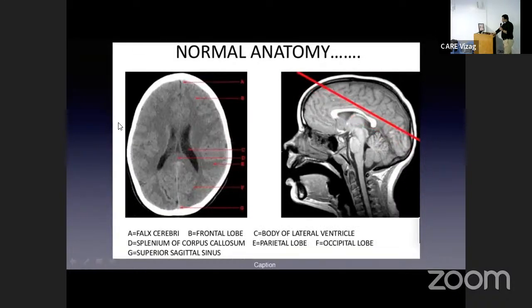Then this is actually the higher sections of the lateral ventricles. Here you have the frontal lobes and the parietal lobes. The occipital lobe usually ends here.